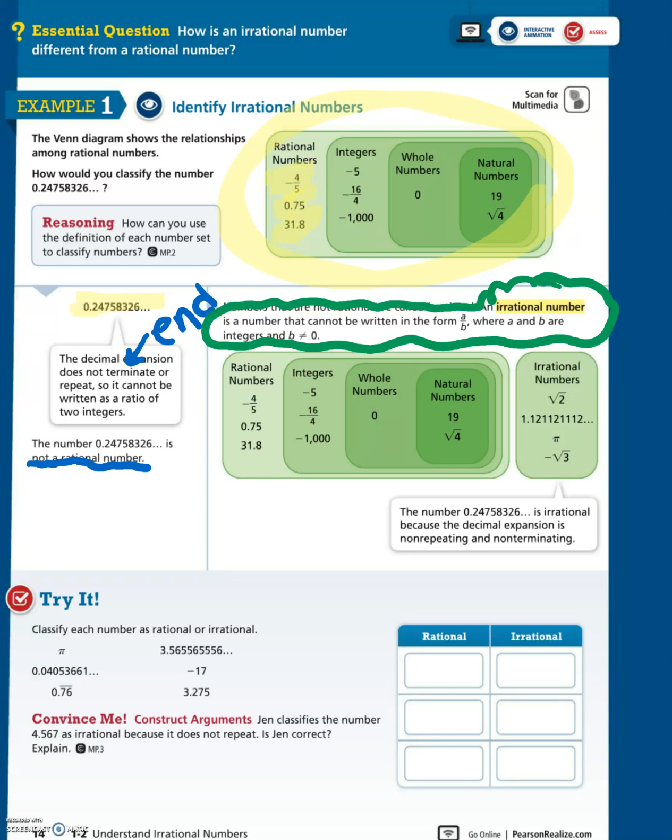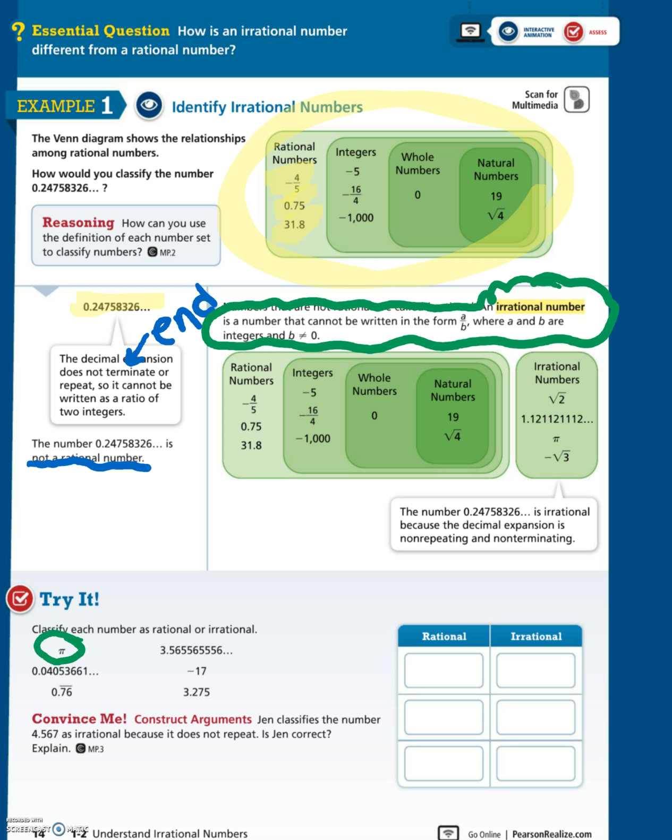So let's try it. Classify each number as rational or irrational. Feel free to pause it and work on this on your own, and I will show you the answer when you're done. So, if you didn't pause it and you're just trying to watch it through, that's great. If you did pause it, just follow along and check your answers.